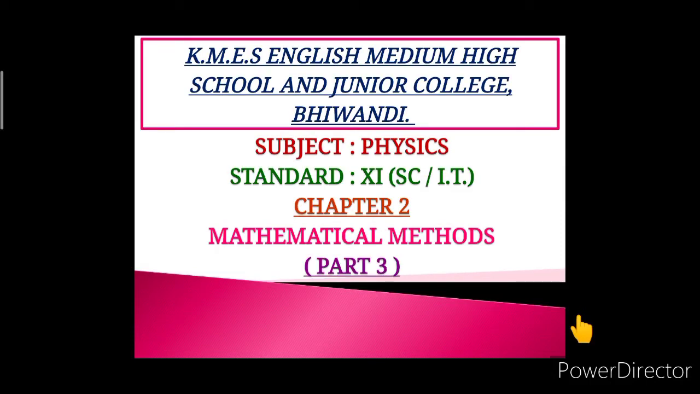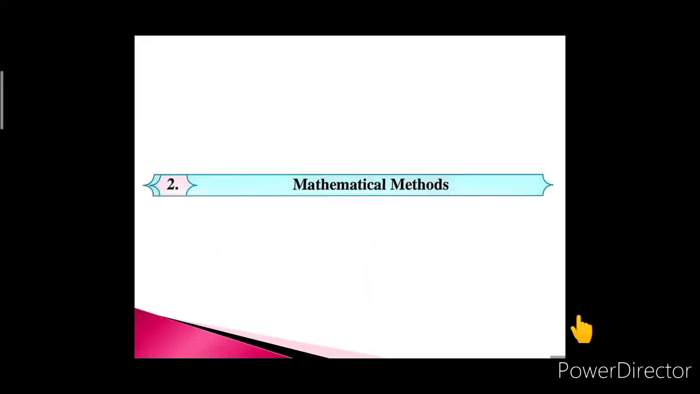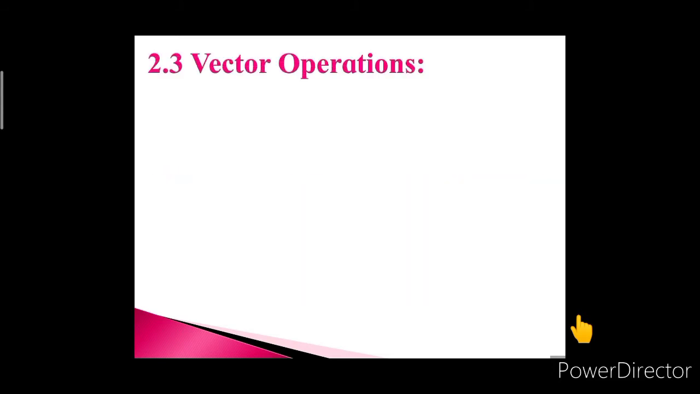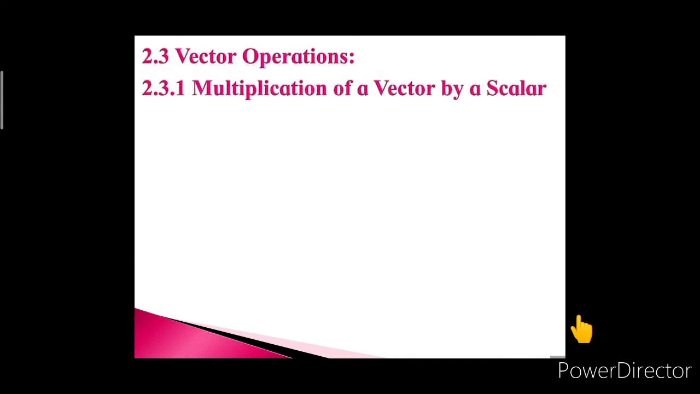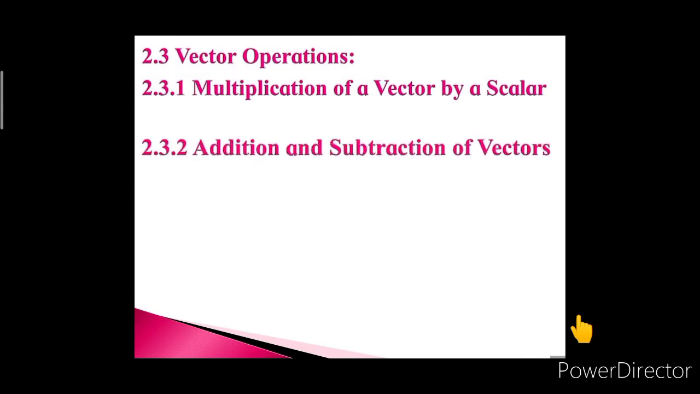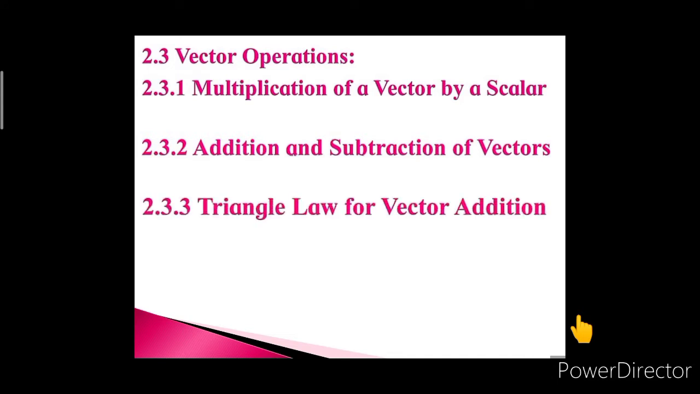Assalamu alaikum, dear students. In the last lecture of chapter 2, Mathematical Methods, we studied vector operations, where we had seen the first point, multiplication of a vector by a scalar. Second, addition and subtraction of vectors. And third, triangle law of vector addition. Now, let's have example 2.1 based on these topics.